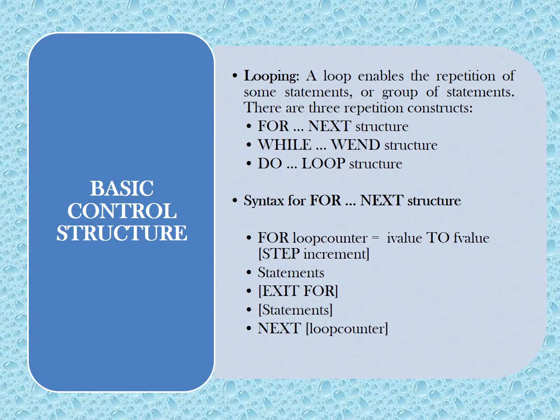Basic control structure. One of the basic control structures is looping. A loop enables the repetition of some statements or group of statements. There are 3 repetition constructs: 1. For-next structure. 2. While-wend structure. 3. Do-loop structure. The syntax for the for-next structure is as follows.